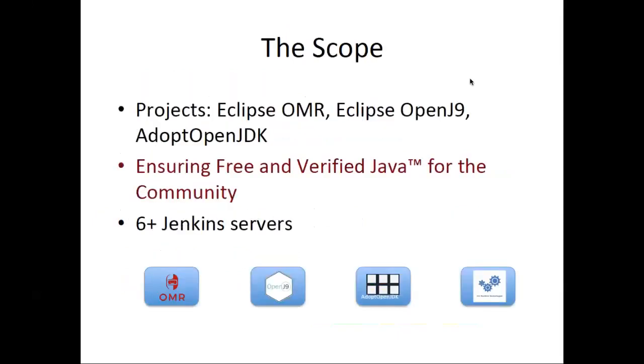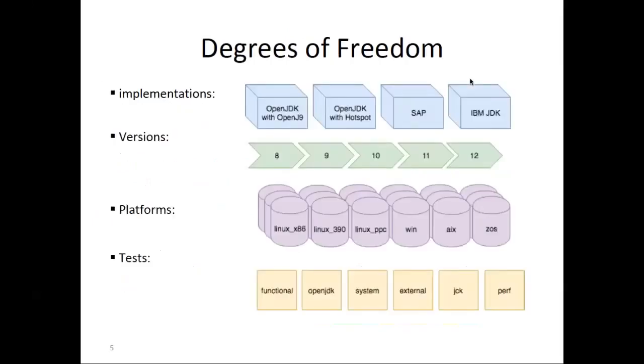So as I mentioned, the projects we work at, kind of the mission statement, ensuring free and verified Java for the community, some of the scope. So we're monitoring and we have tests running at more than 6 Jenkins servers at the moment, and that doesn't sound like much until you note that there are hundreds and hundreds of test jobs running on each server. How that multiplies out. So at Adopt, we're not just testing an OpenJ9 implementation. We also test Hotspot. We also test an SAP implementation. And internally at IBM, we test an IBM SDK.